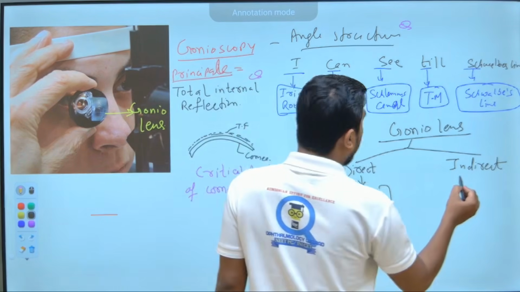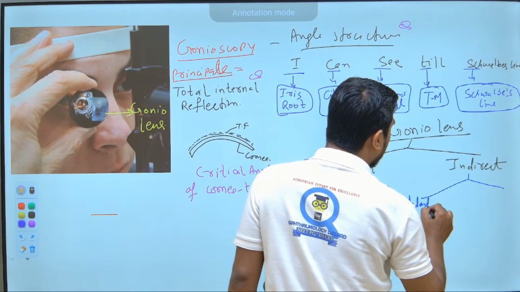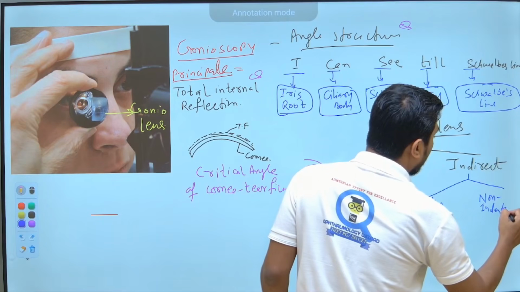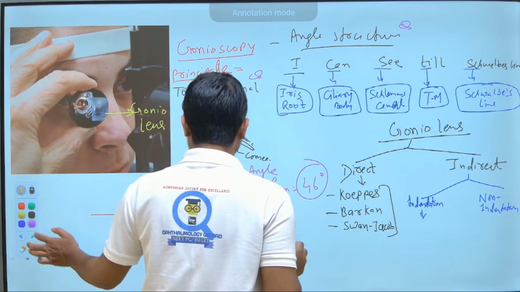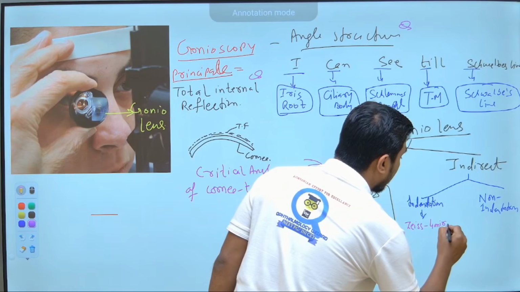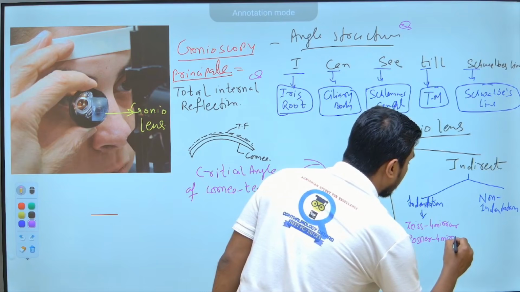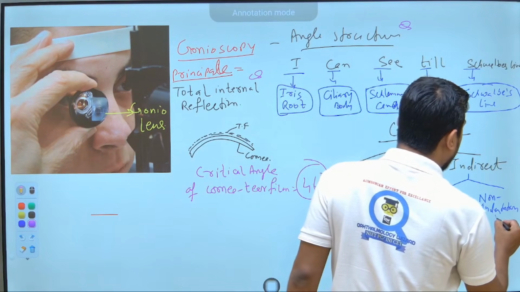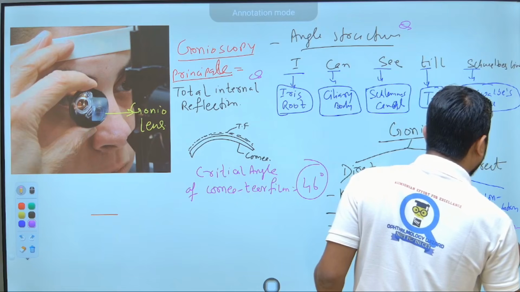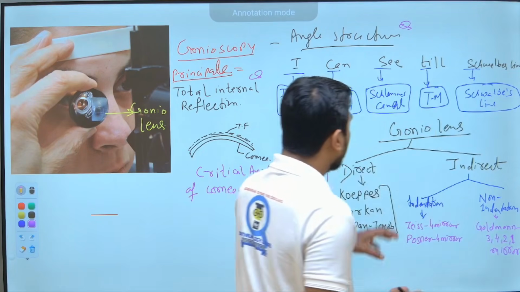Indirect can again be divided into two parts. One is indentation, another one is non-indentation. In indentation, examples are Zeiss 4 mirror and Posner 4 mirror. In non-indentation, the types are Goldmann 3 mirror, 4 mirror, 2 mirror and 1 mirror. Different types. So this is the classification of gonio lens.